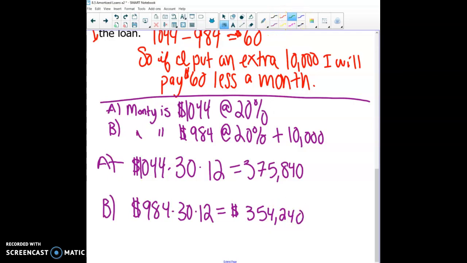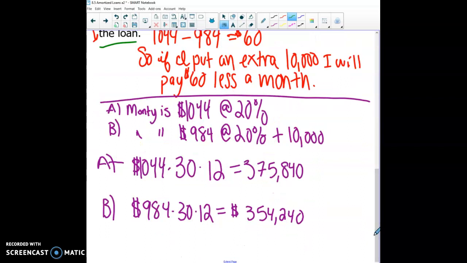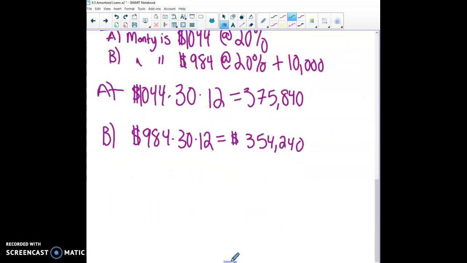So we need to come back, I want to go back to this. I want to find the amount I save on interest if I put an extra $10,000 down. And I know what you guys want to do. You just want to subtract the difference between those two and call it good. But we can't necessarily do that.